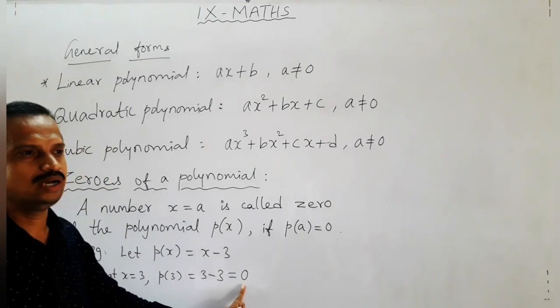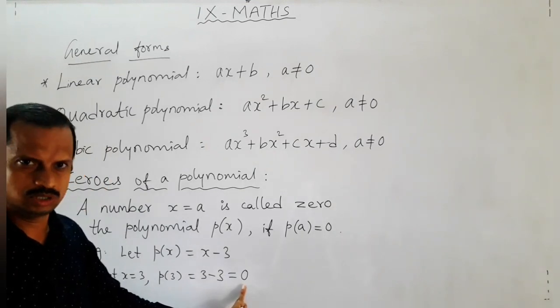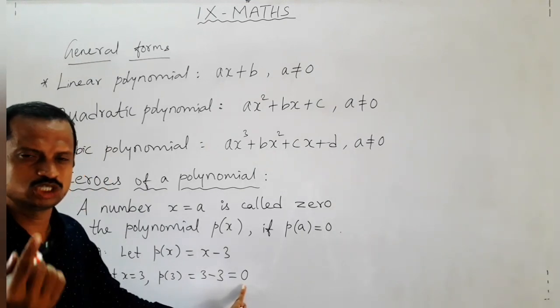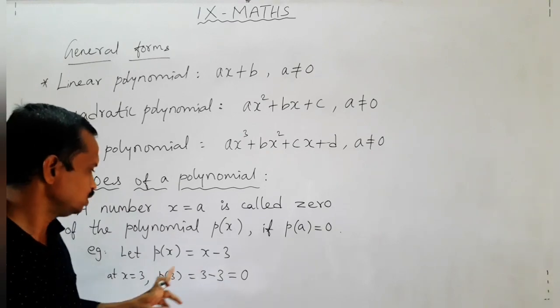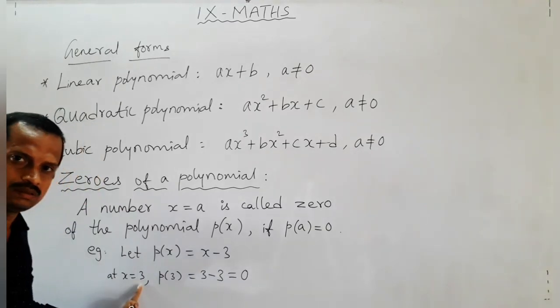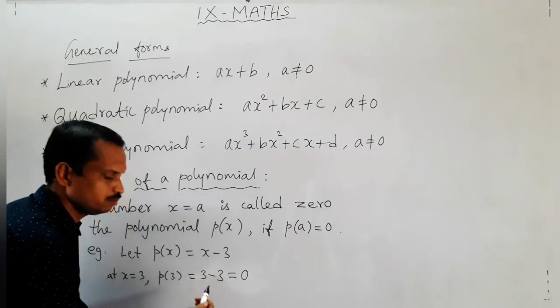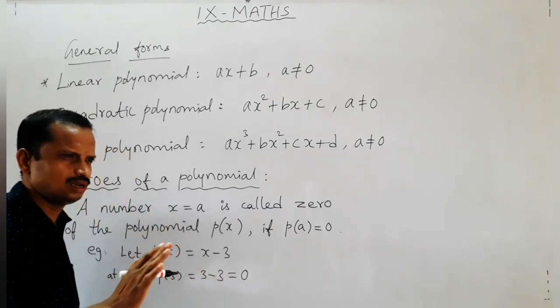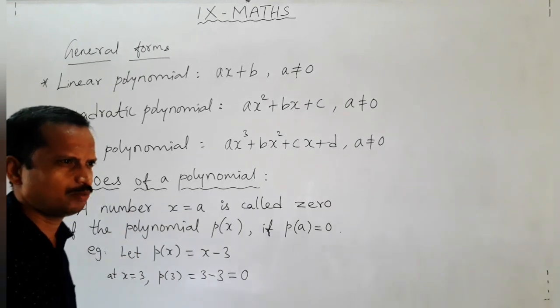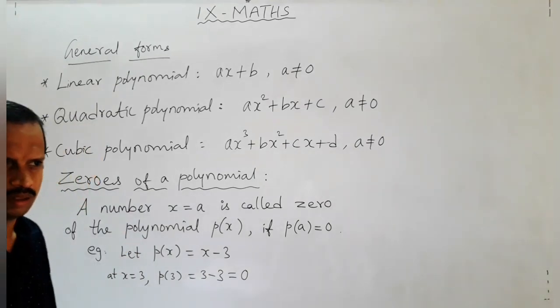So now the value of the polynomial becomes 0. By which constant? By which number? 3. Yeah, when we put 3 instead of x, 3 minus 3 becomes 0. Therefore, the given polynomial vanishes. That means the value of the polynomial becomes 0.